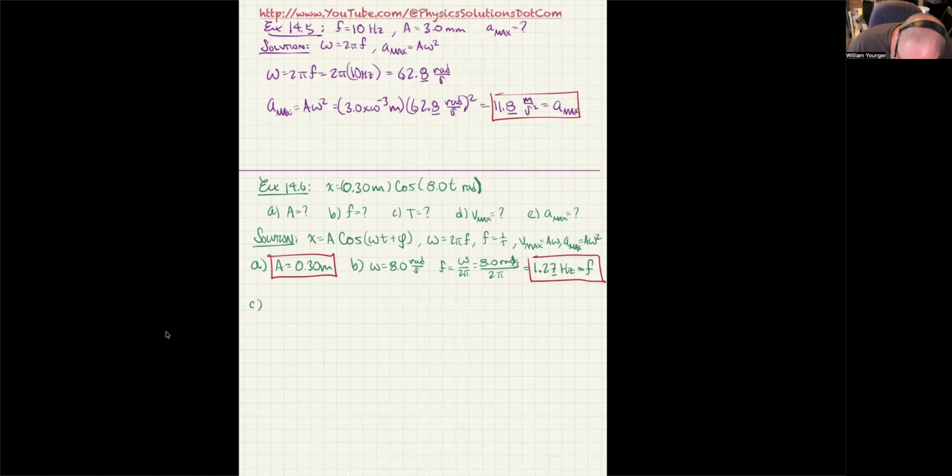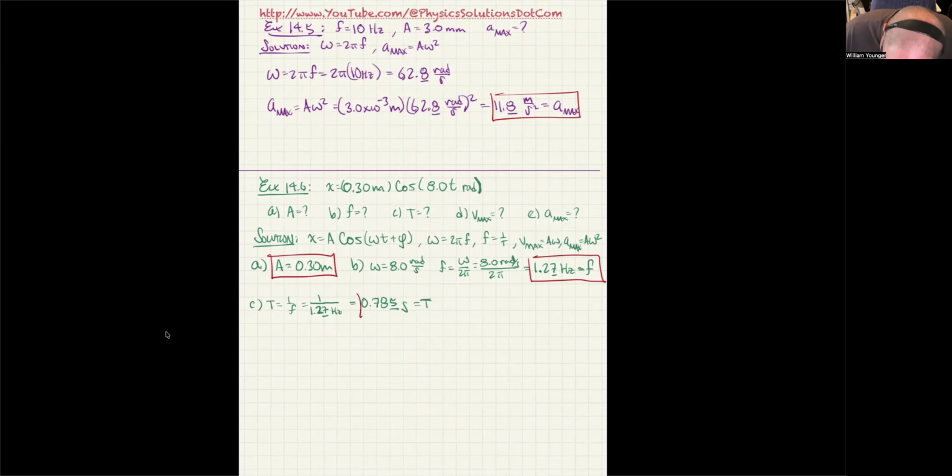Now for part C, we're asked for the period, and the period is 1 over the frequency. So I'm going to write 1 divided by 1.27. And now you see the handiness of having that extra digit is the fact that I can divide 1 by 1.27 instead of just 1.3. The 1.3 would make it like we're rounding twice, and that would be problematic. So I'm just going to raise the 1.27 to the negative 1 power, and that gives me 0.785. Again, notice I'm carrying an extra digit, so 0.785 seconds is the period.